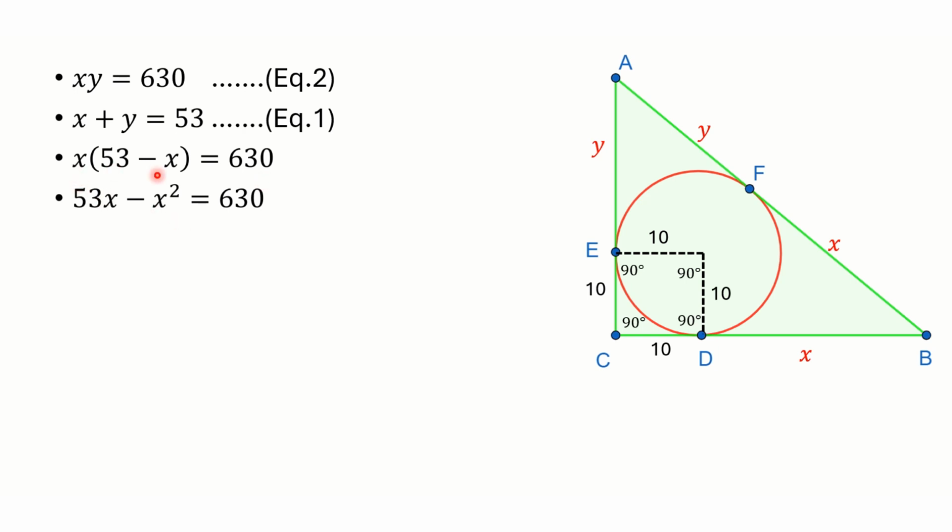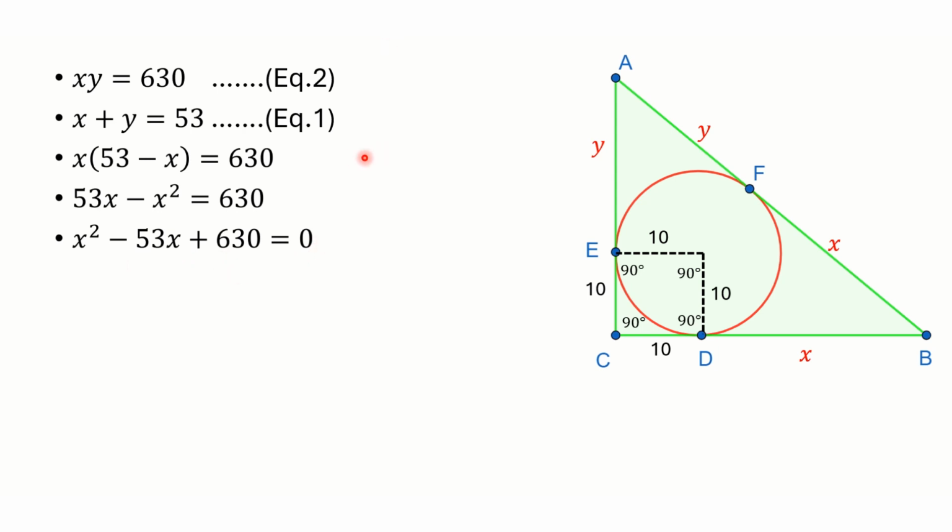Now if I expand, that is multiply by x, this becomes 53x minus x square equals 630. I can rearrange these terms. I can take this x square to the right hand side, so this becomes x square minus 53x plus 630 equals 0. So this is a quadratic equation.